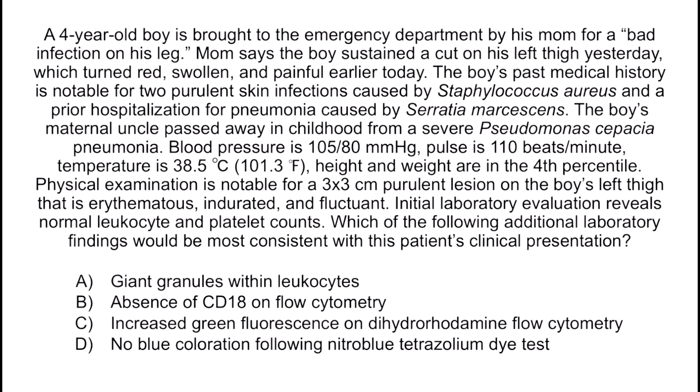Blood pressure is 105/80, pulse is 110, temperature is 38.5 Celsius. Height and weight are in the 4th percentile. Physical exam is notable for a 3 by 3 centimeter purulent lesion in the boy's left thigh that is erythematous, indurated, and fluctuant. Initial laboratory evaluation reveals normal leukocyte and platelet counts. Which of the following additional laboratory findings would be most consistent with this patient's clinical presentation?